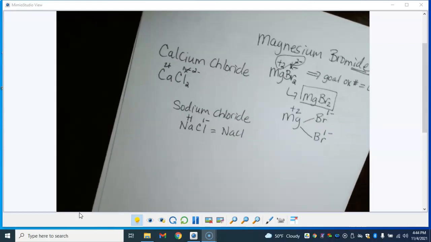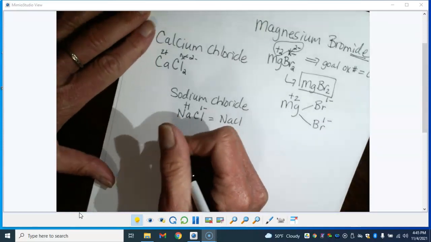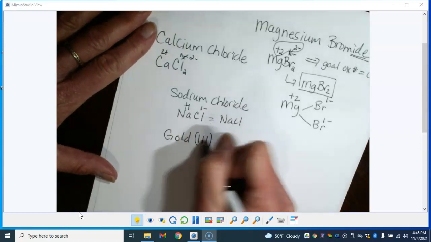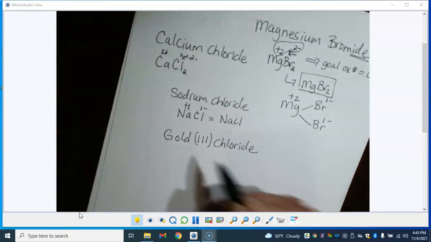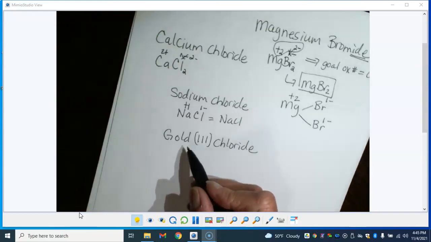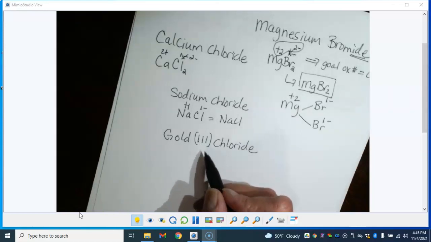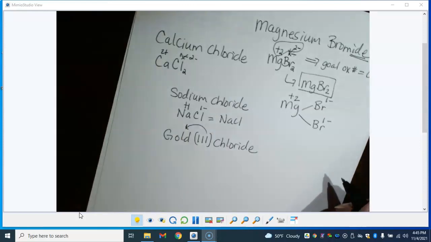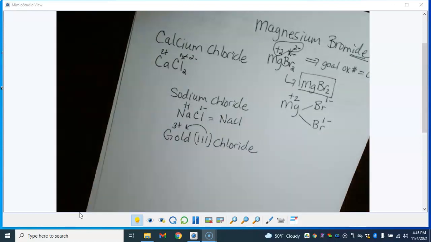Okay, so let's try some that are just a little bit more difficult. Let's try this one: gold(III) chloride. This one has a Roman numeral. If you're not sure what your Roman numerals are, I will give you a rundown of them in just a little bit. This Roman numeral actually tells us gold's oxidation number. That Roman numeral tells us gold has an oxidation number of +3.